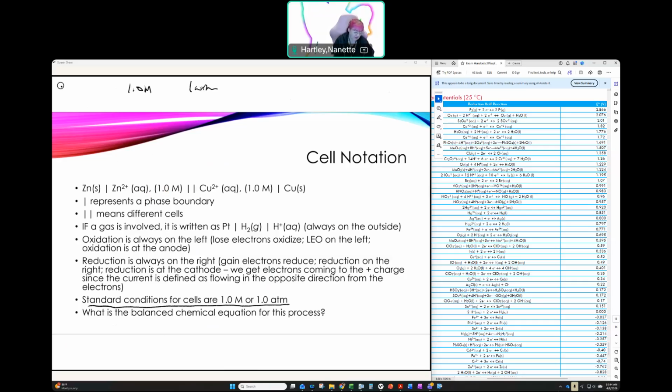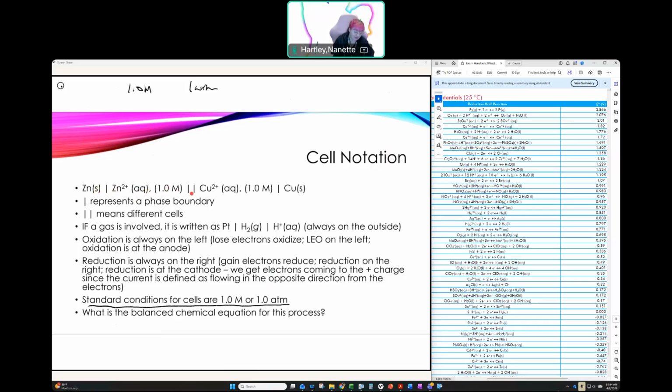This line right here represents a phase boundary. What I mean by that is this is a solid and this is aqueous, so they're not the same phase. There's a boundary between them because of that. Now, that's one of the half cells that we looked at.